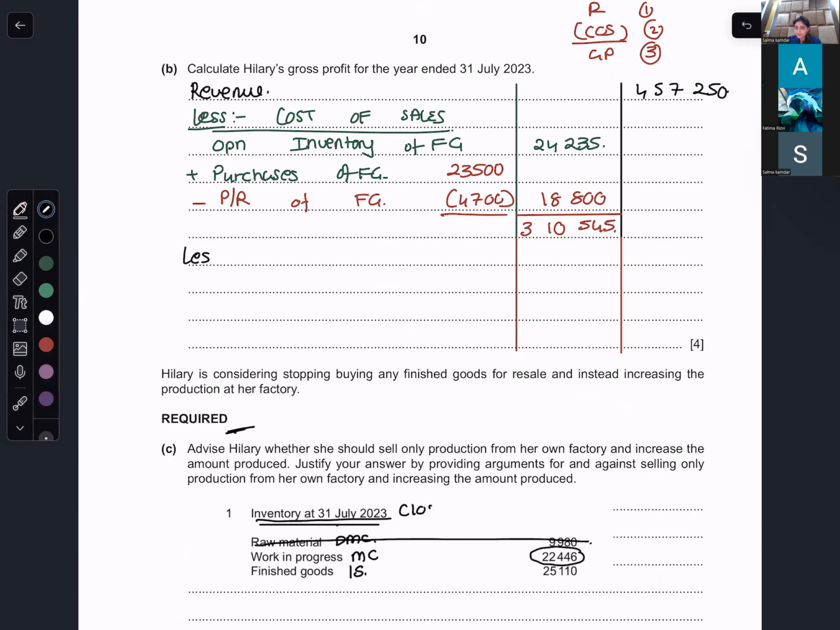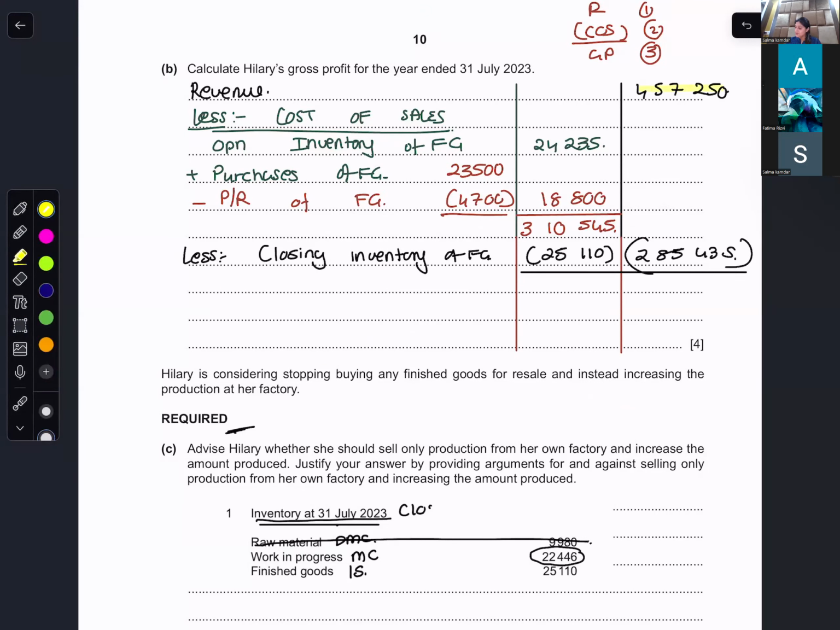And what will you do? Less closing inventory of finished goods. 25,110. So this gives you your main cost of sales, which is how much? 285,435. So this is your revenue minus cost of sales. You're going to get gross profit.